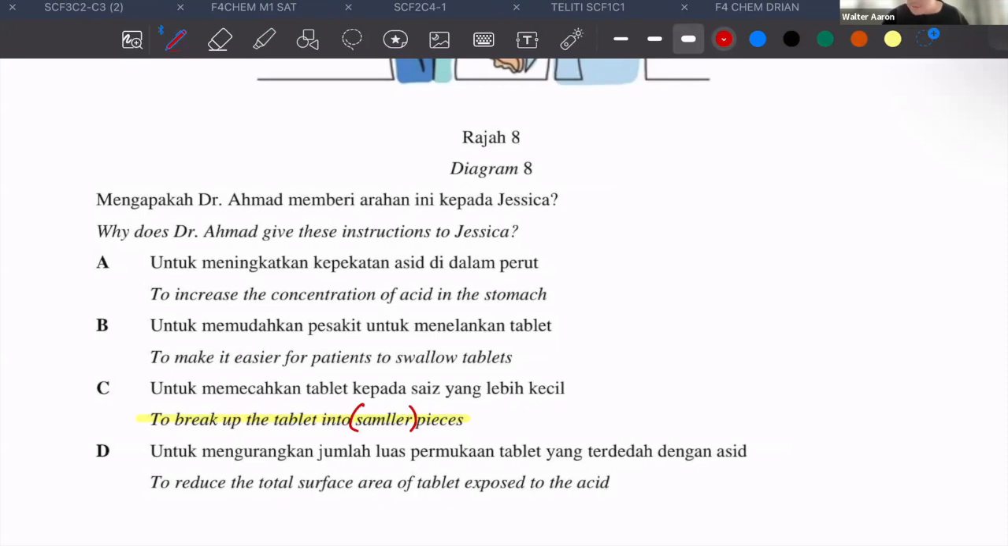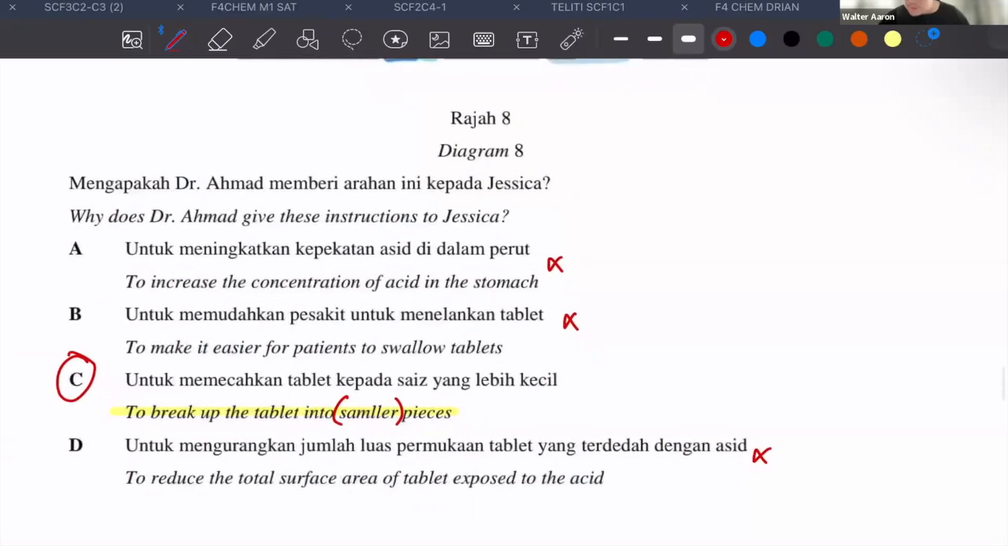The rest of it doesn't make sense. You shouldn't increase the concentration of the stomach acid, then the person will just die. To make it easier for patients to swallow tablets, I don't think an adult needs that kind of advice. To reduce the total surface area is actually wrong. We want to increase the surface area to increase the rate of reaction. So C is the best answer. Once again, the logic is to increase the total surface area to facilitate the reaction to move on faster, to increase the rate of reaction.